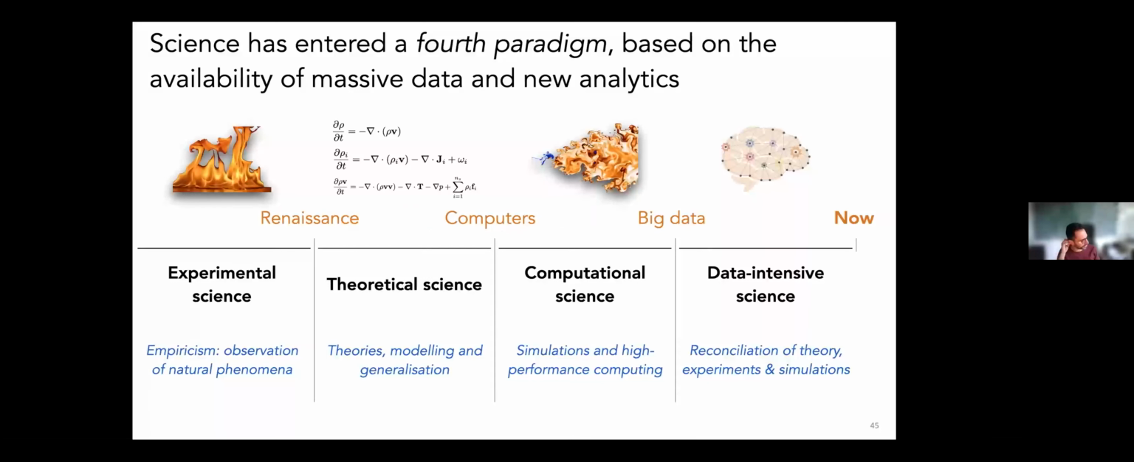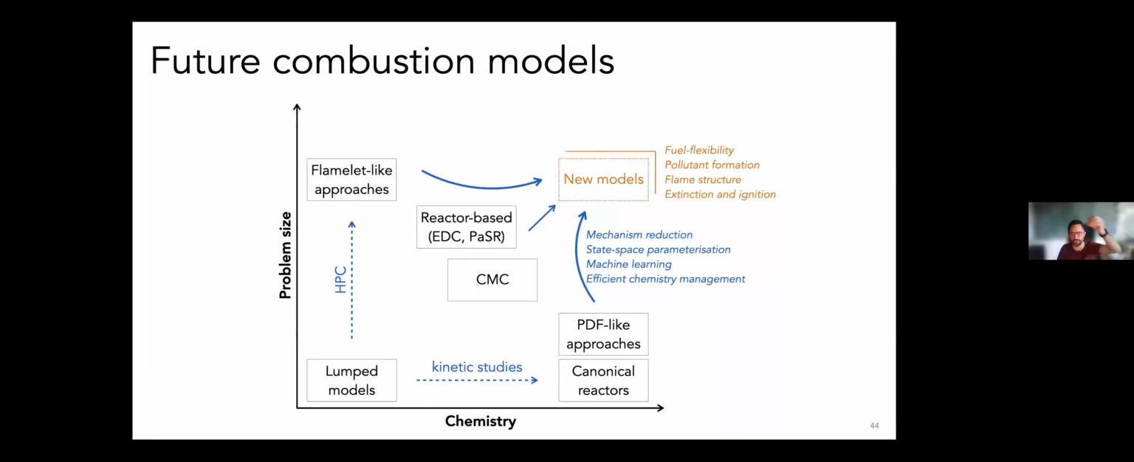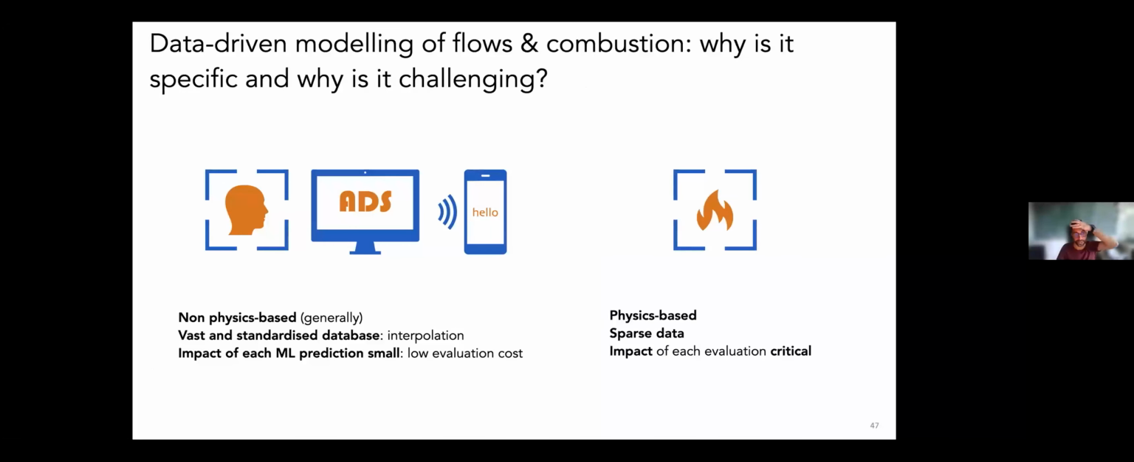So I don't want to spend too much time on that, but basically, the message I want to bring is that data science can actually help us a lot, because we have a lot of data available from theory, experiments, and simulations, and these can all be used in making this step that we want to do towards better models. There is one challenge, though: most machine learning applications are not physics-based. They have a lot of data, and each new prediction has a very small impact. The cost of every evaluation is quite small.